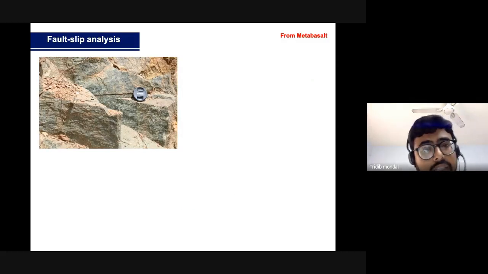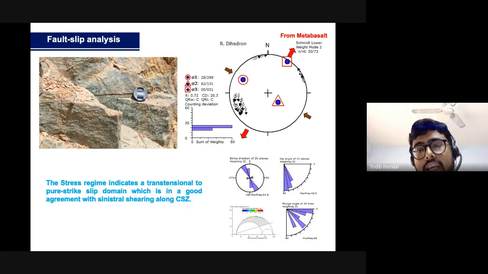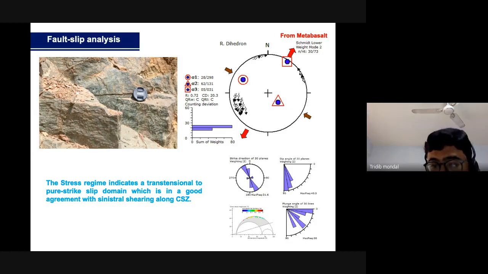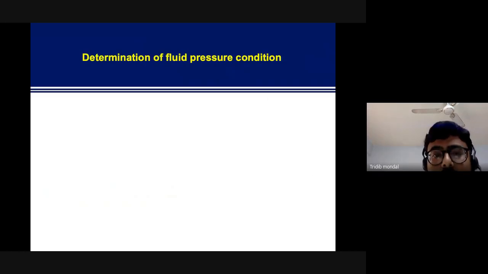Now, coming to the fault slip analysis of the metabasalt, although we have found very few faults in the field, it shows a northeast-southwest directed extension, and the stress regime indicates a transtensional to pure strike slip domain, which is again in good agreement with the sinistral shearing along the Chitradurga shear zone.